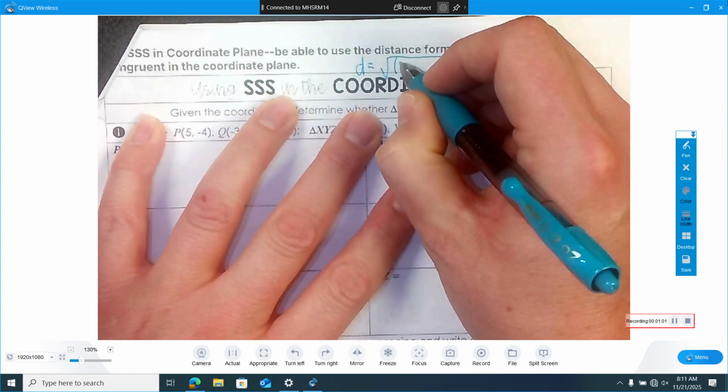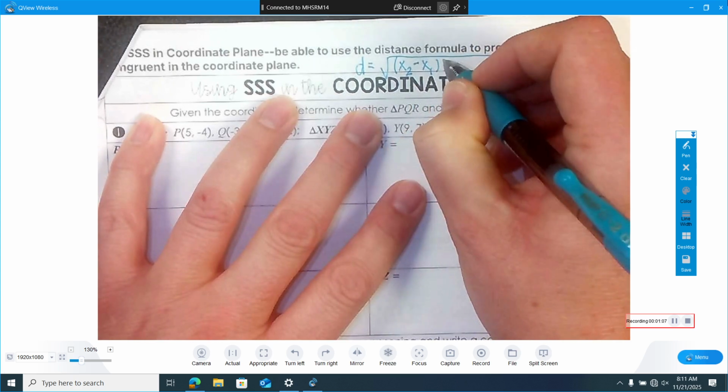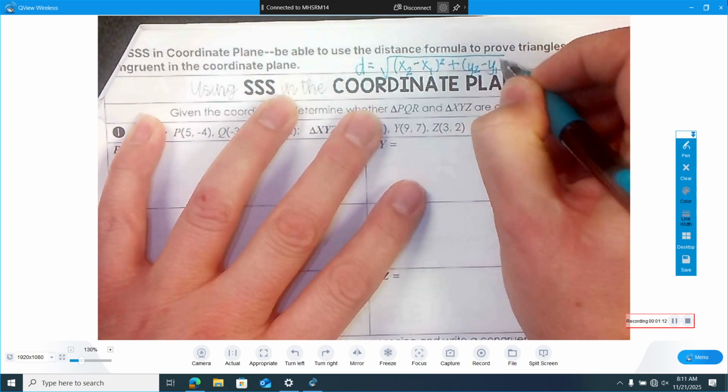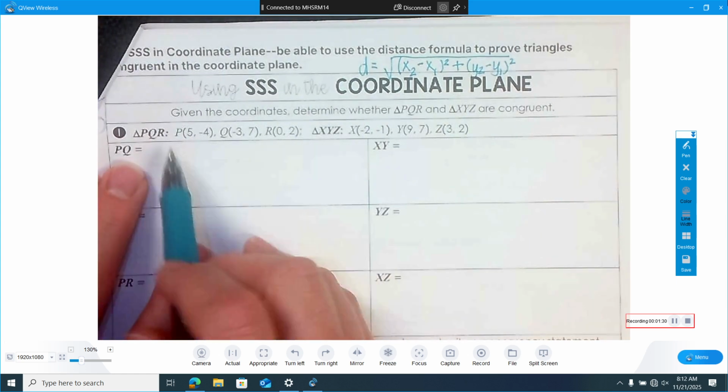It's x2 minus x1 quantity squared plus y2 minus y1 quantity squared. We're finding the distance between the x's, so we're subtracting. That always is going to give us the distance between two things, and squaring them. All right, and added to the difference in the y's squared. Okay, so we have it nicely set up for you here.